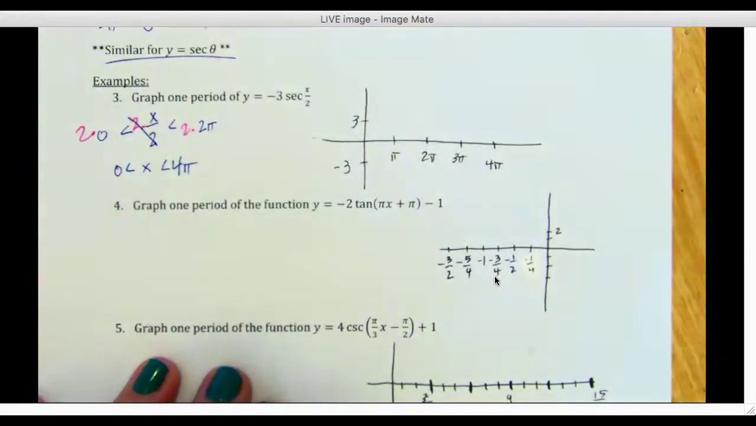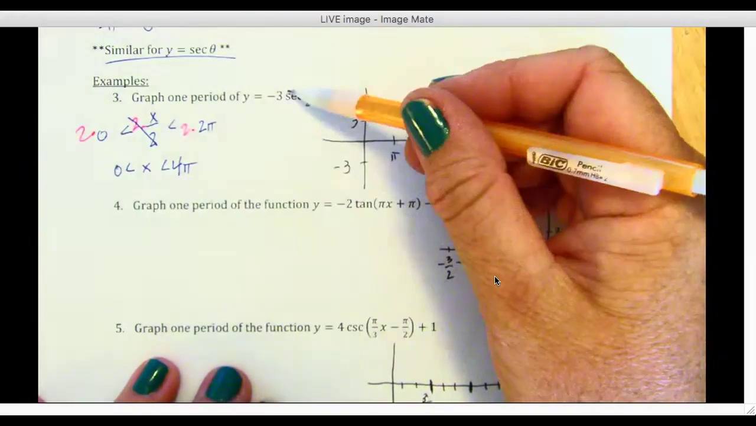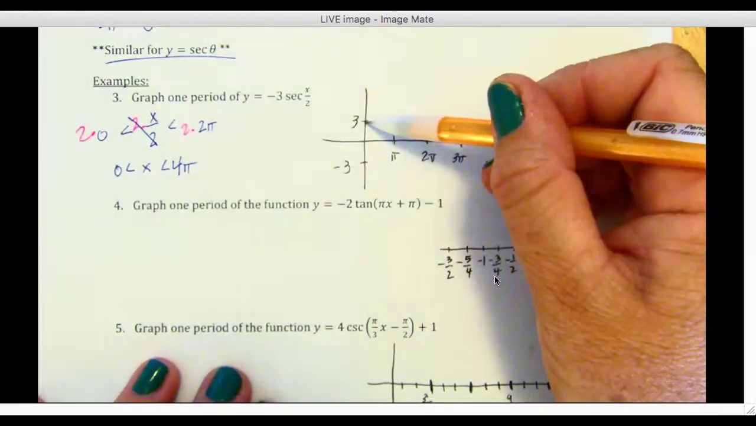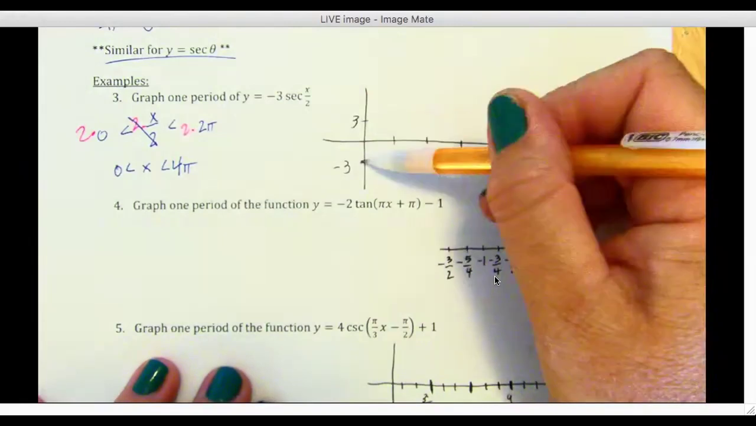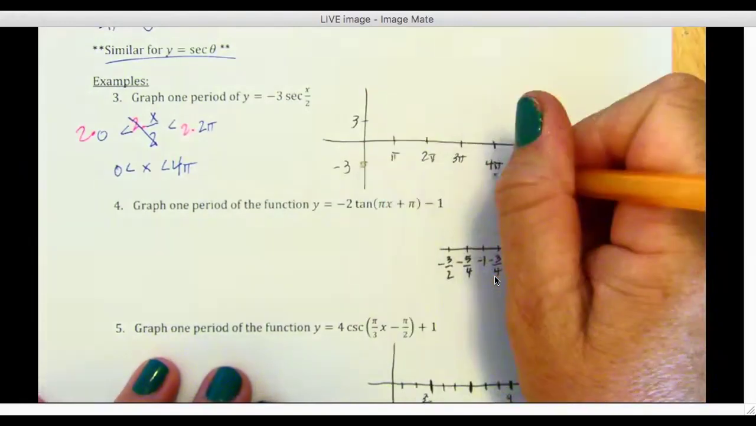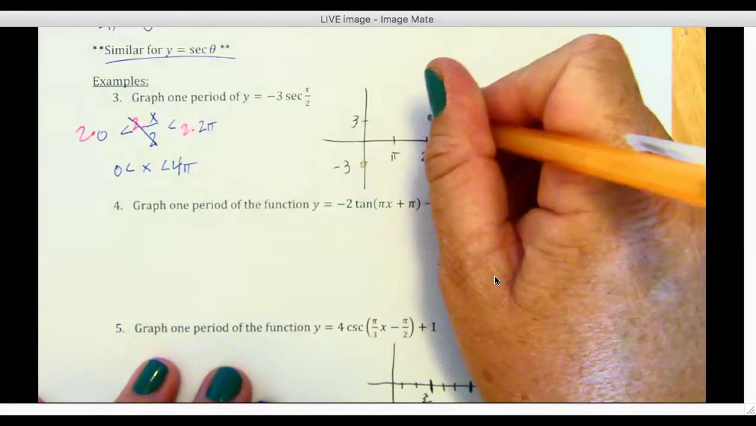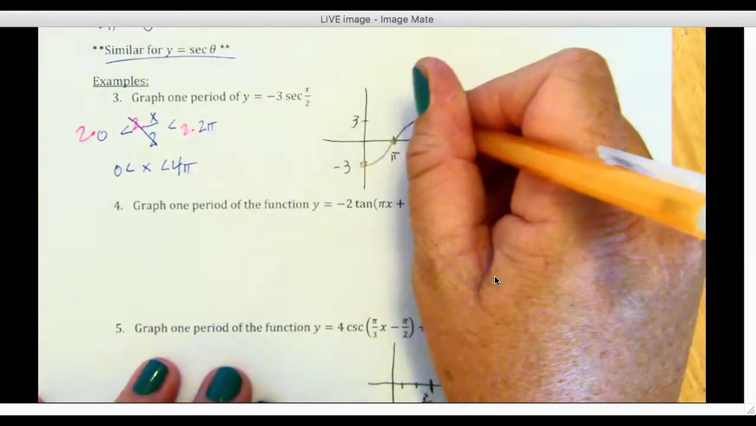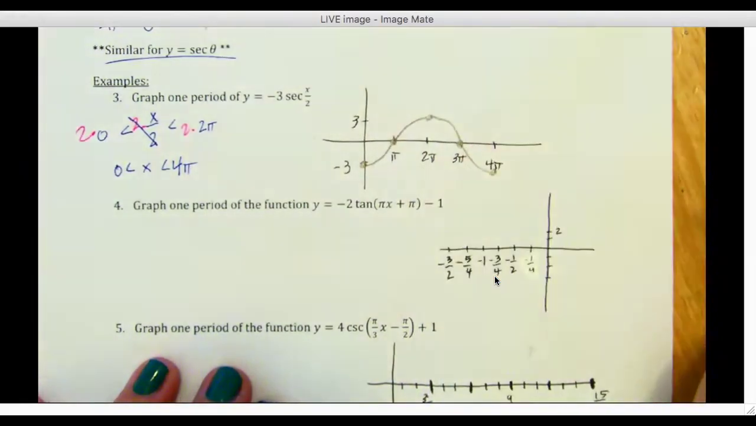I'm going to use the graph of cosine first. And we have a -3 as our amplitude. So normally cosine would start up here at the positive amplitude, but it's going to be at the negative amplitude since we have a negative out front. And here is our graph of that cosine function.